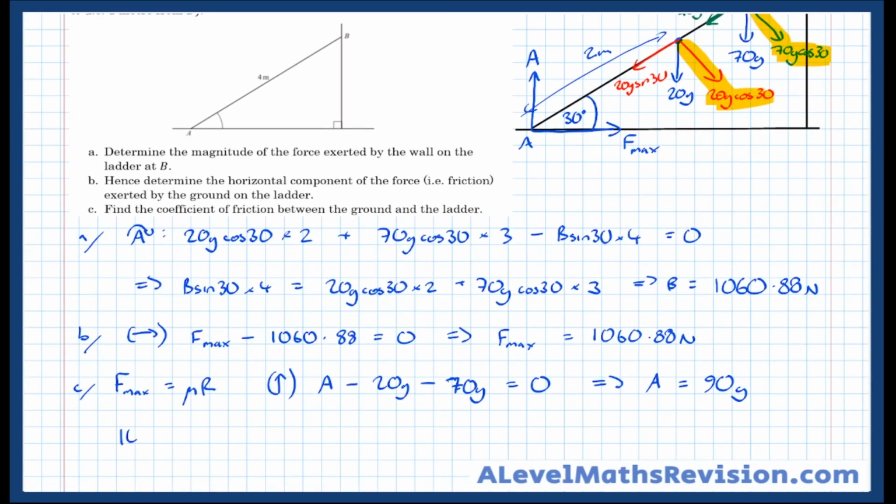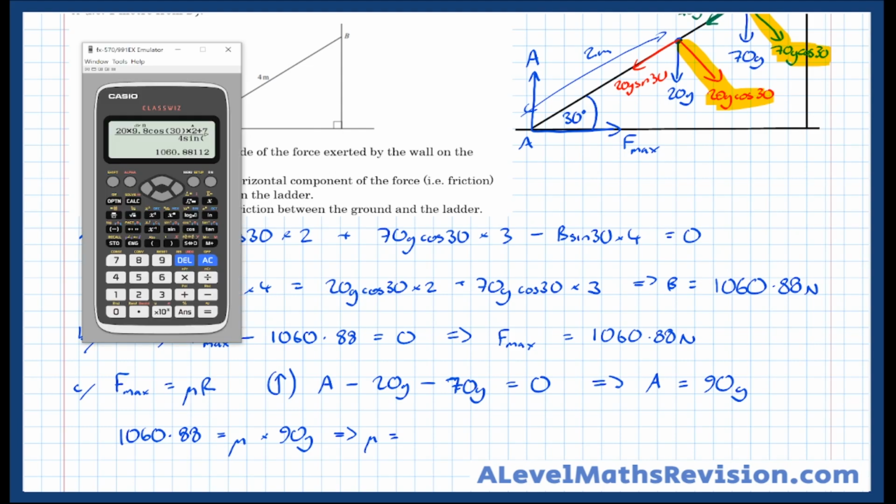Therefore, 1060.88 equals mu times 90g, which means that mu equals, let's put that in the calculator, 1060.88 divided by 90g, which is equal to 1.203.